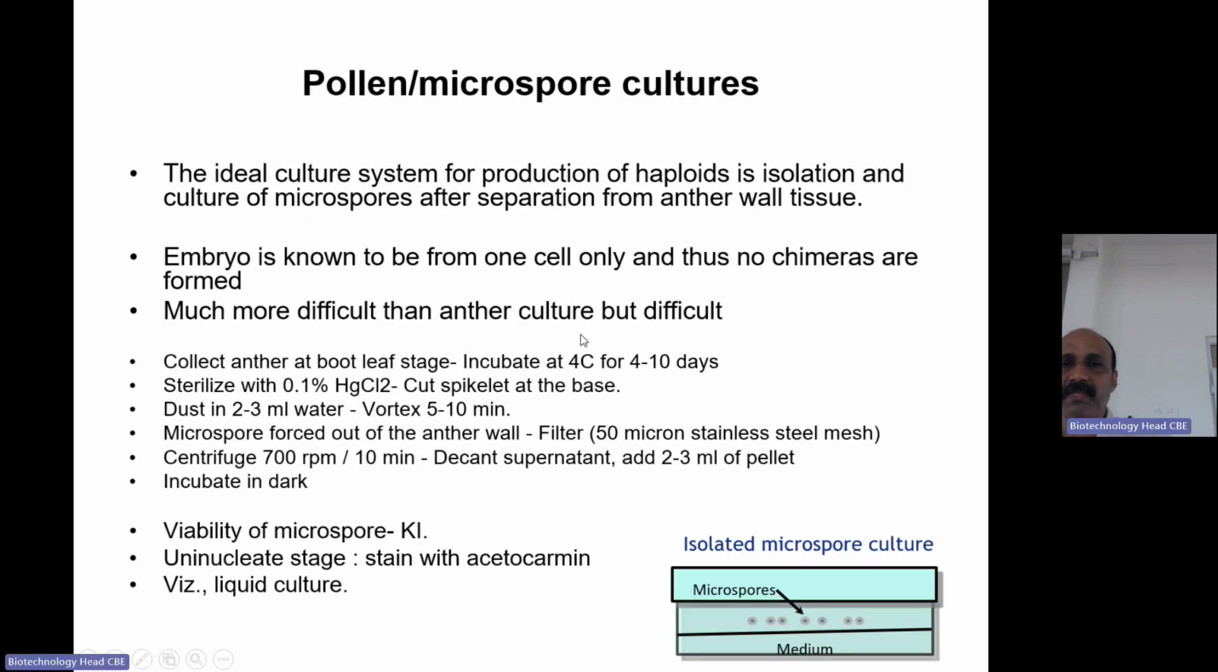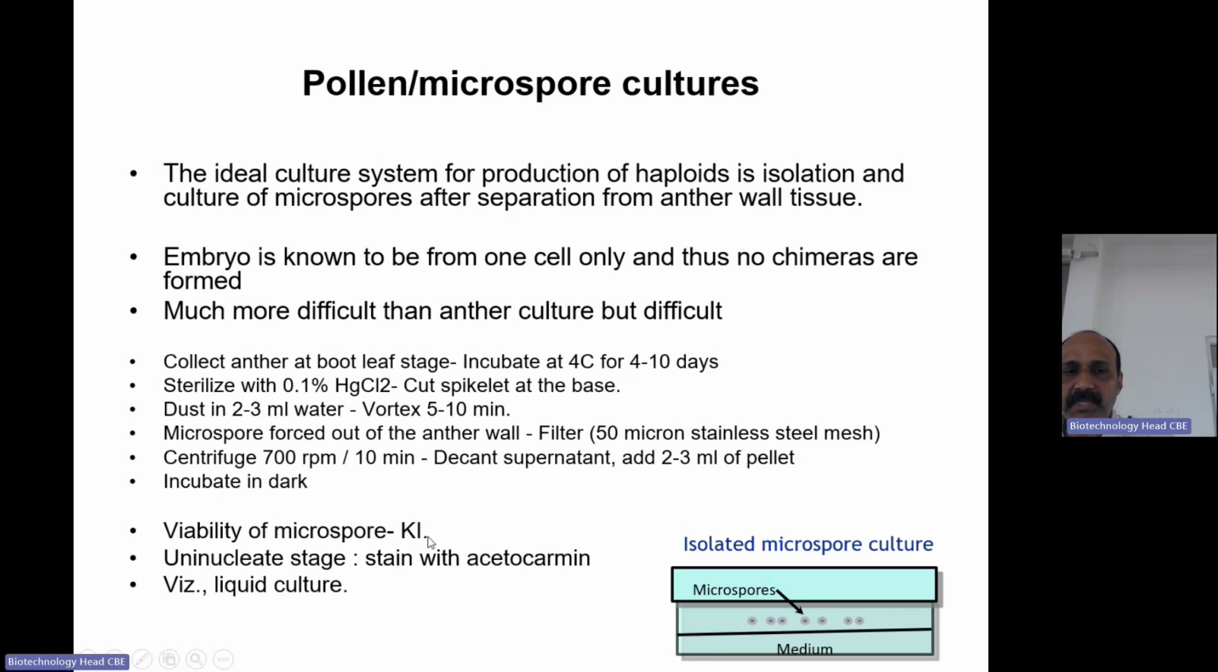And the culturing of microspores: collect the anthers at the bud stage, before the flower opens. Collect those flowers, incubate at 4 degrees centigrade for 4 to 10 days, sterilize with mercuric chloride 0.1%, and vortex. Collect the microspores which are forced out of the anther wall, filter and centrifuge so that they settle down, and add this pellet onto the semi-solid medium.